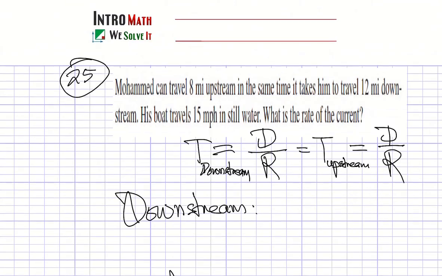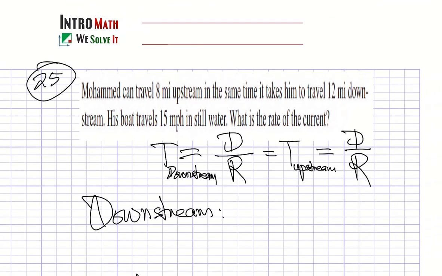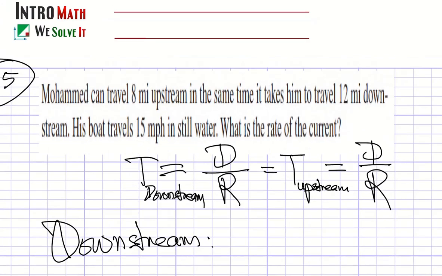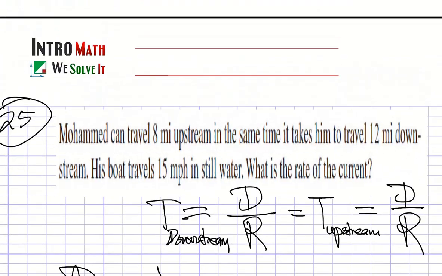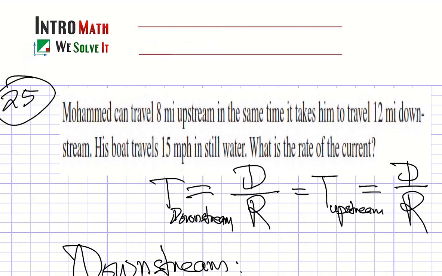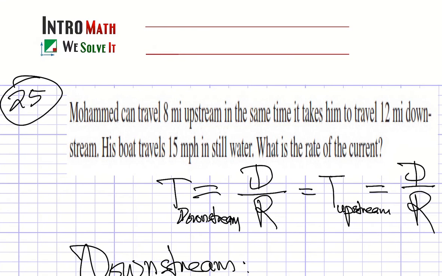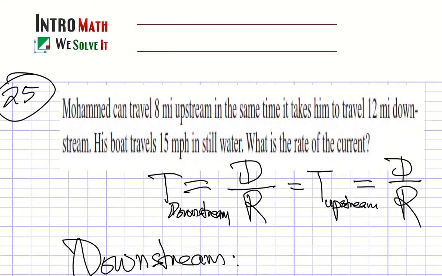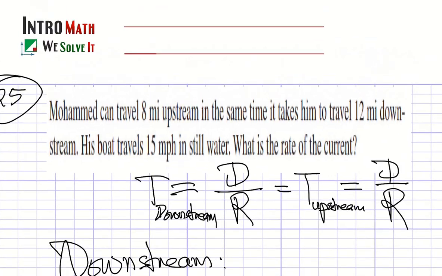Okay, here is the next problem we have there. It says, I'm gonna read that. Mohammed's boat. Mohammed can travel 8 miles upstream in the same time it takes him to travel 12 miles downstream. His boat travels at 15 miles per hour in still water. What is the rate of the current? Now we're looking for the rate of the current, okay?